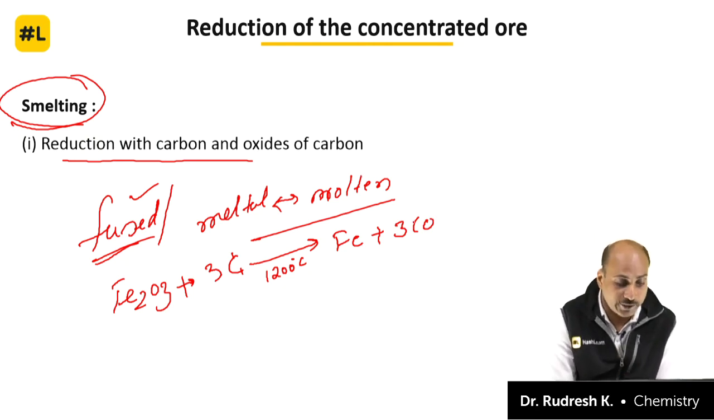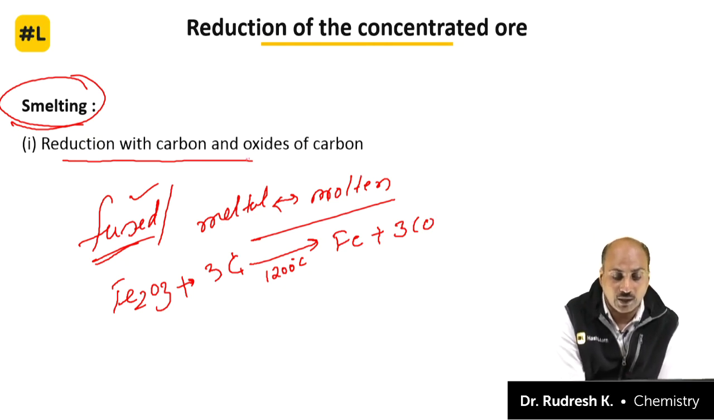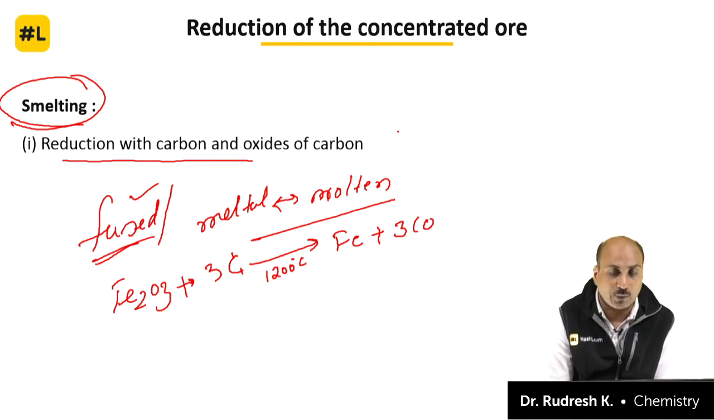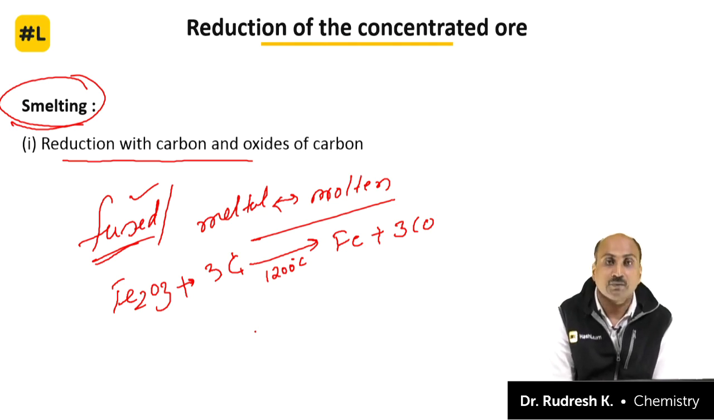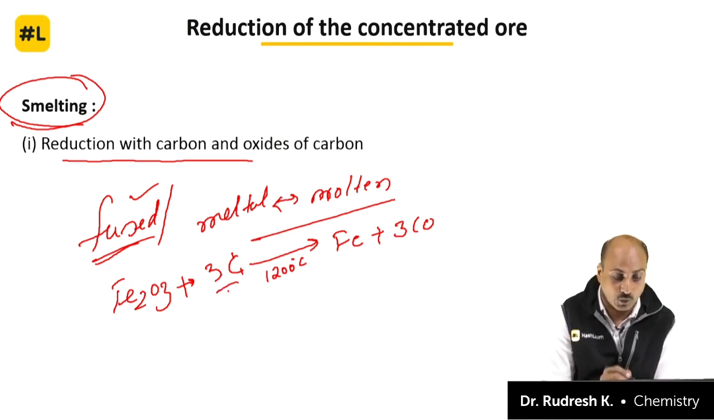This is very important: reduction with carbon and oxides of carbon. We can use carbon dioxide or we can use carbon. I will be talking about a process called the Ellingham diagram, in which I will explain why only carbon and certain metals have to be used as a reducing agent.